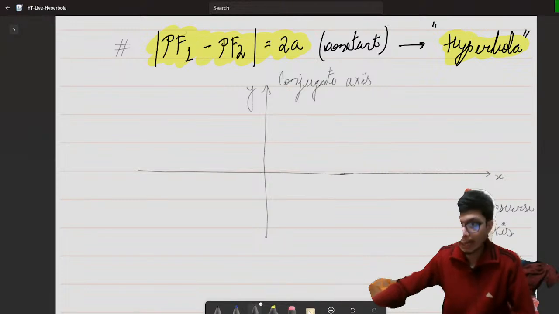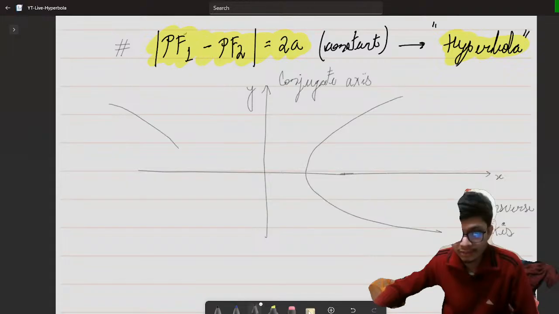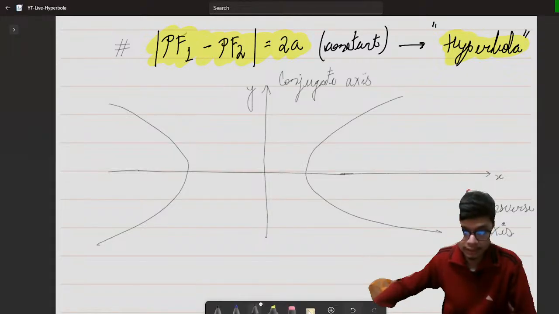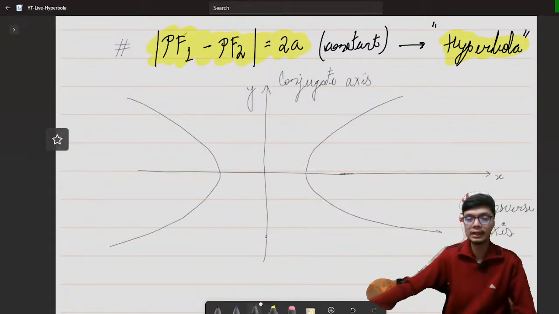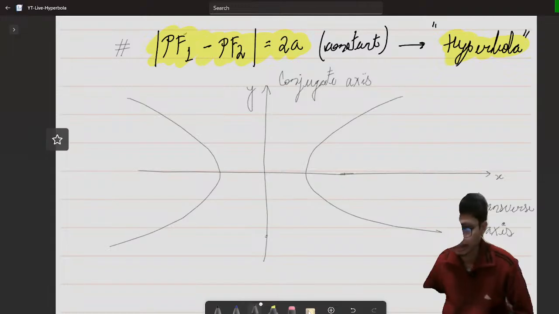Generally a hyperbola will look something like this. Many students think this is two branches of a parabola, but you are totally wrong, because this is not two branches of a parabola. Rather, they are a separate set of conics, because the equation of this conic is different from that of a parabola.